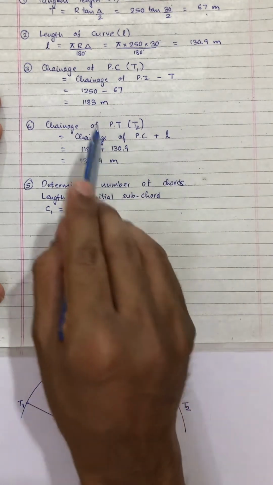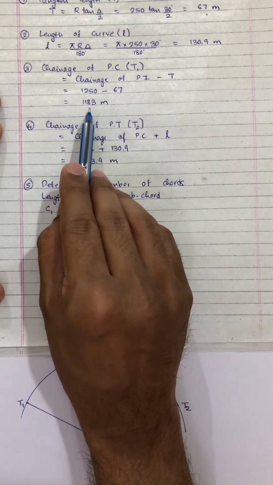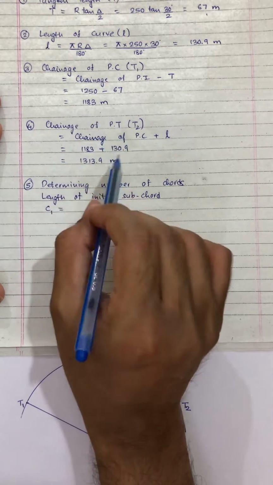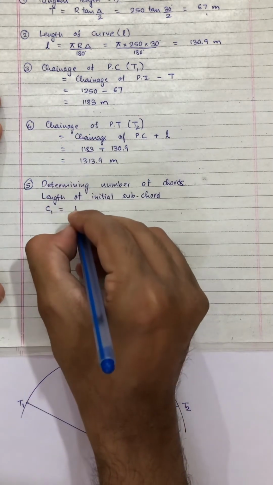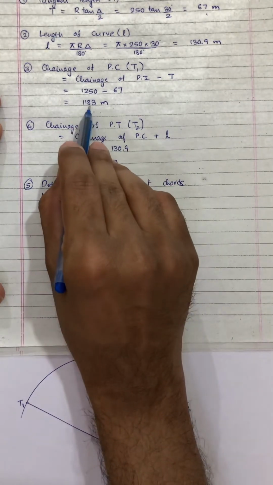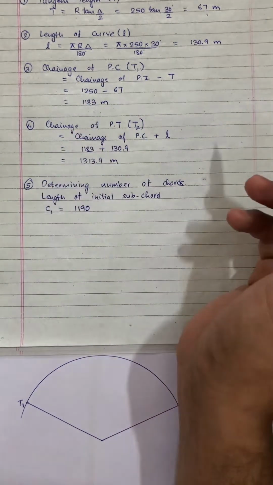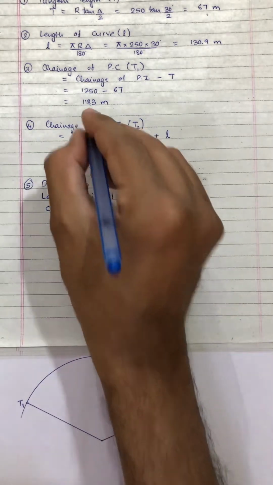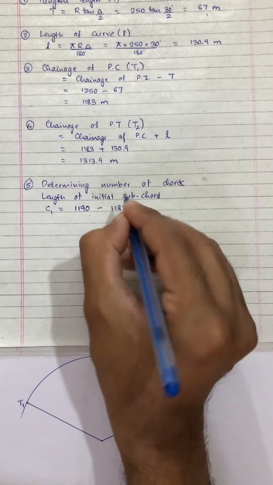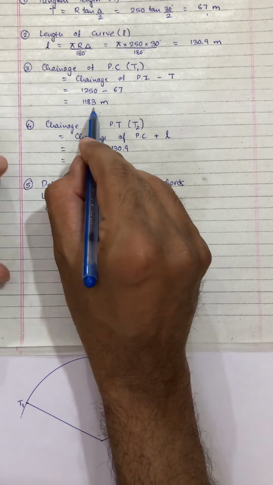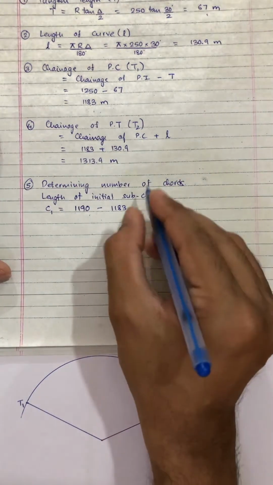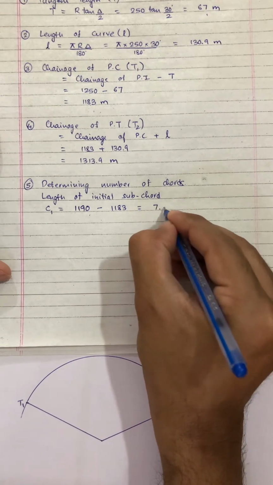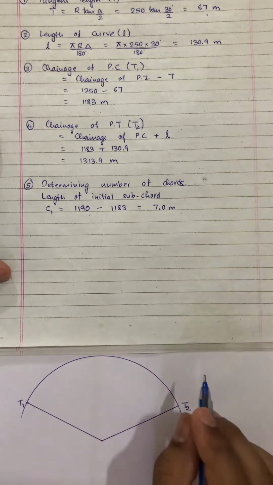Okay, so we'll round off this 1183 to the nearest 10th digit. So the nearest 10th digit is 1190. Okay, after 1183, the nearest 10th digit will be 1190. To this 1190, we'll subtract this chainage of PC, that is 1183. So this will be equal to the length of initial subchord, and this value comes out to 7.0 meters.